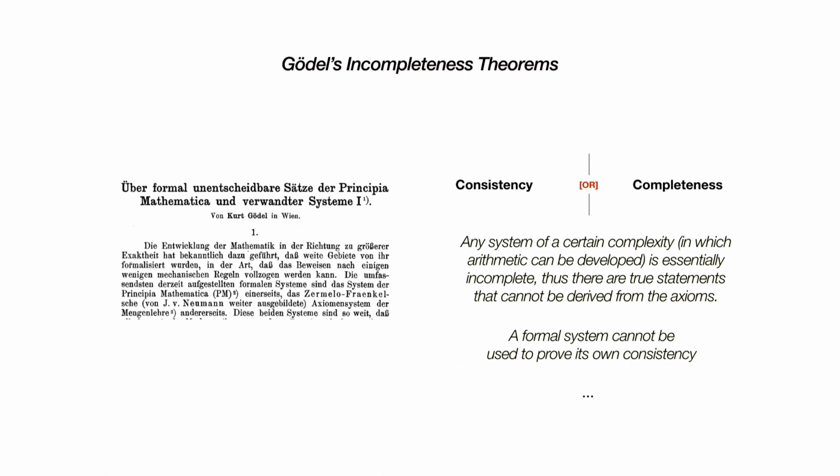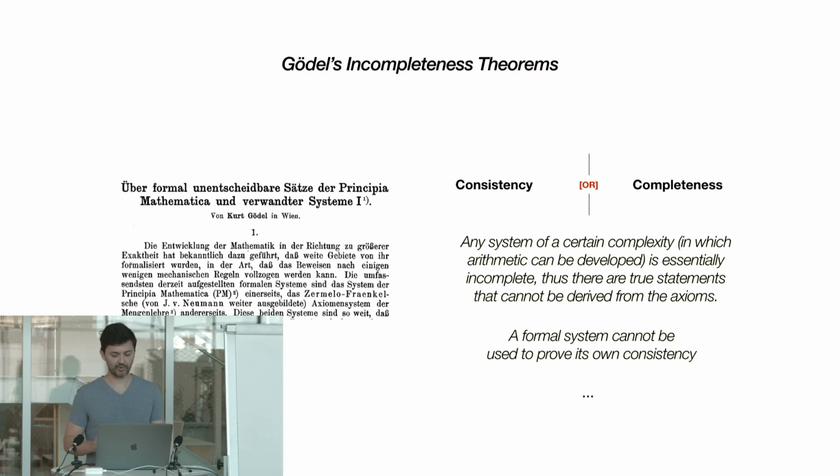In one of the most important theorems of mathematics, he defined that consistency and completeness cannot both be achieved in a formal system. He said any system of a certain complexity, for example, one in which we can derive arithmetics, essentially will be incomplete. Therefore, there will be true statements that cannot be derived from the axioms. So there will be some truths that we will not be able to prove. Therefore, you cannot use a formal system to prove its own consistency. In this way, he proved in a more general way that there are simply truths that cannot be proven, and every axiomatic system faces this fundamental limit where you cannot go further with formal logic alone.